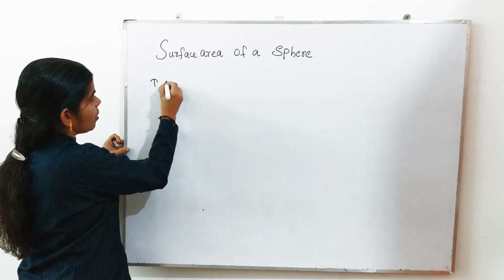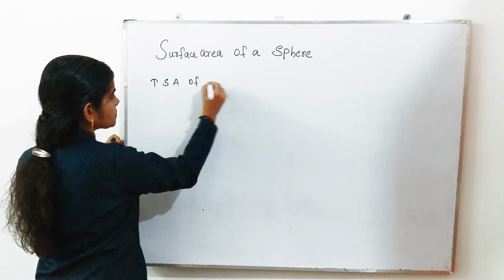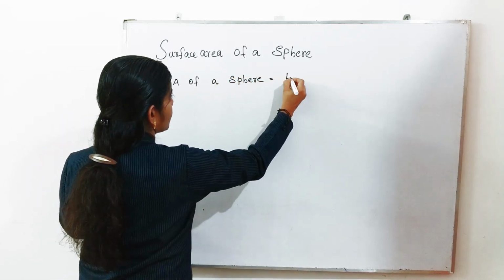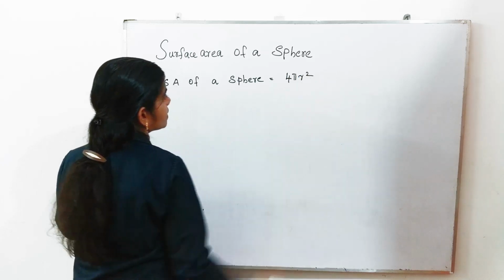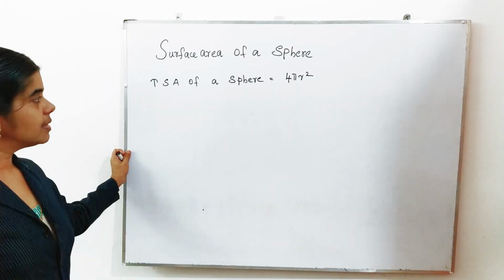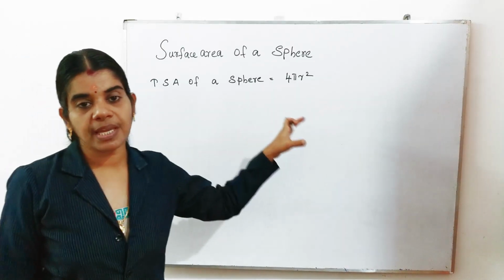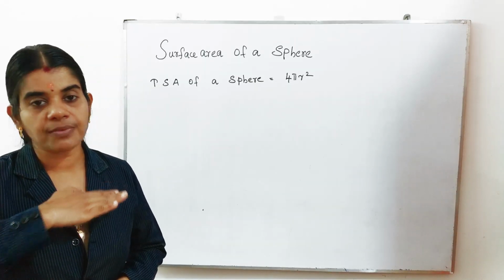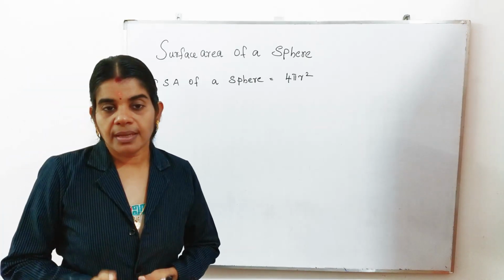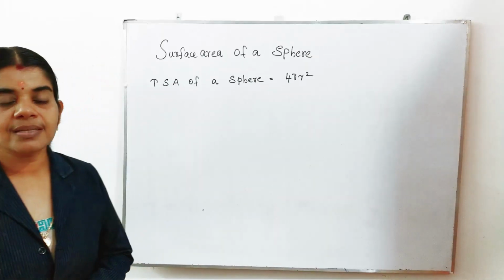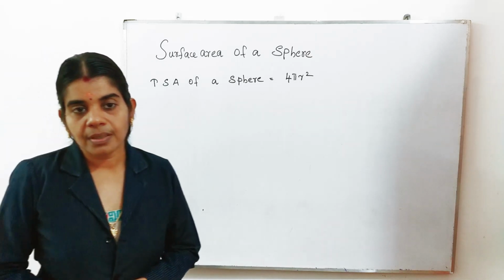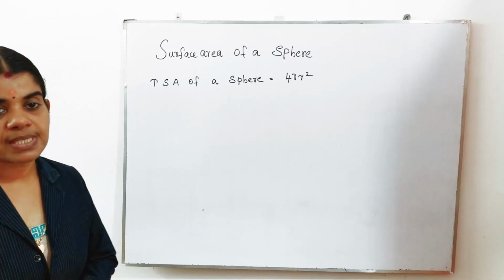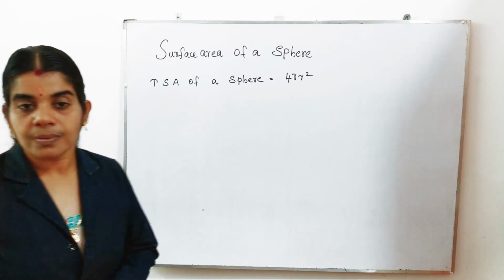Surface area of a sphere means we are considering total surface area. Then TSA of a sphere is equal to 4 pi r square. 4 pi r square will be the total surface area or surface area of a sphere. Suppose that we are cutting an orange in half. Then each piece you got is known as a hemisphere. But in the case of a hemisphere, we are considering curved surface area and total surface area also.